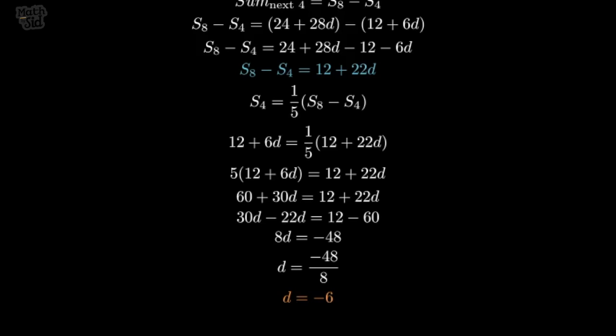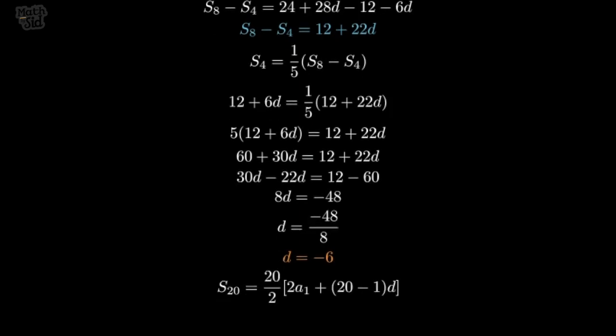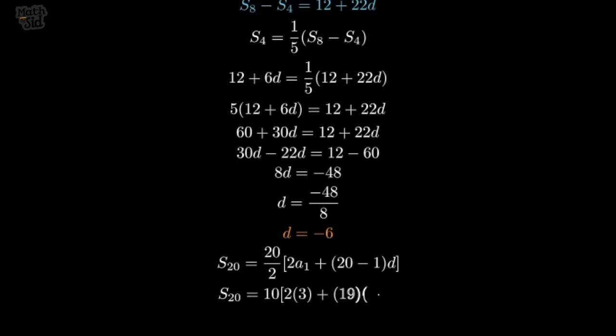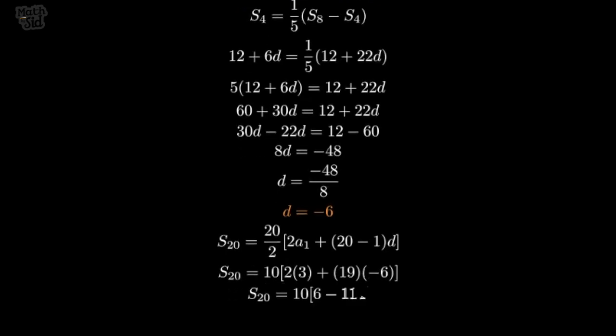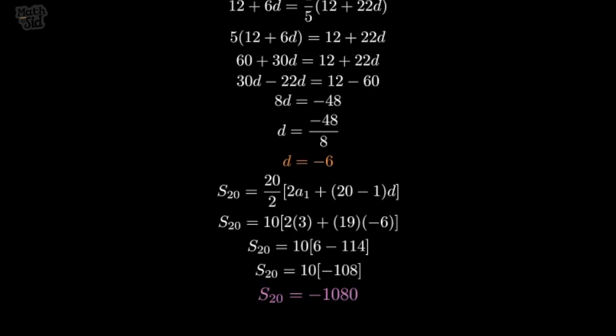We found the common difference, d equals minus 6. The problem asks for the sum of the first 20 terms, S sub 20. We use the sum formula again with n equals 20, a sub 1 equals 3, and d equals minus 6. So, the sum of the first 20 terms is minus 1080. Looking back at our options, this corresponds to option 1.